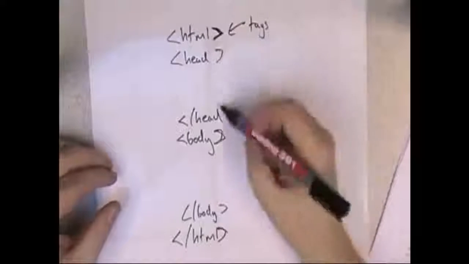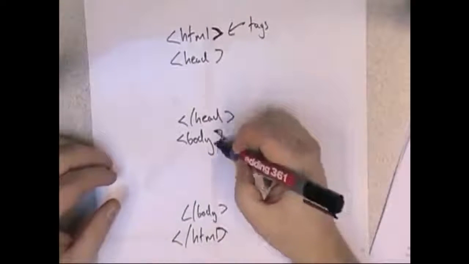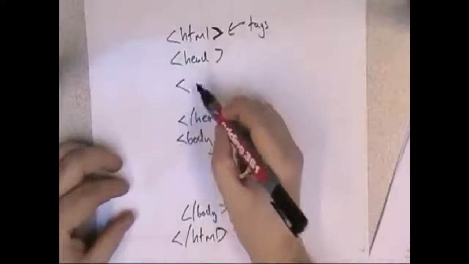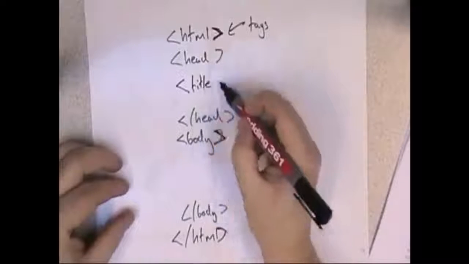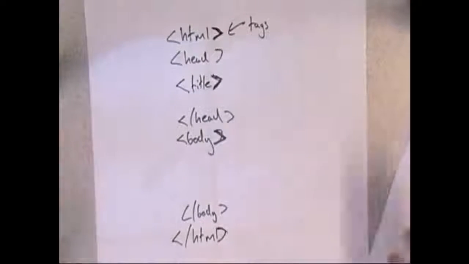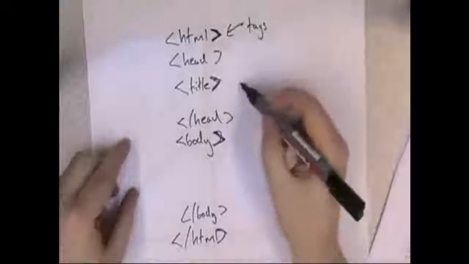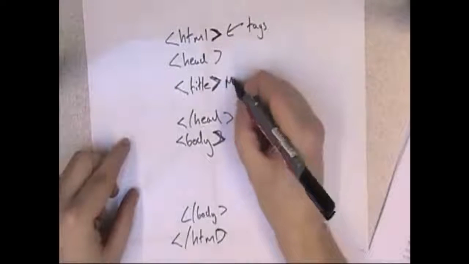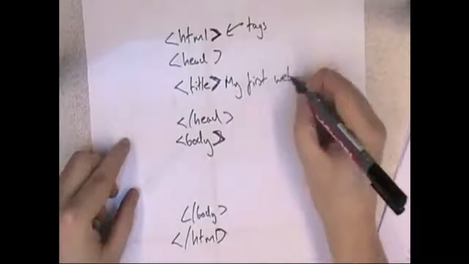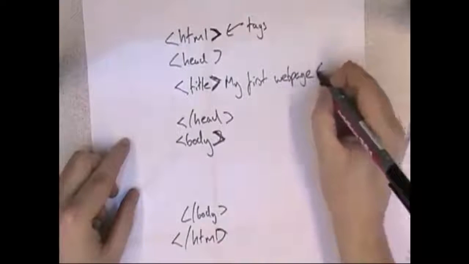Now, the things in the head won't actually appear on the web page. You won't see them most of the time, with the exception of the title. The title is the thing that appears in the title bar. So when you load a web page, next time you're on the internet, or if you're on YouTube now, look at the top and it'll say YouTube, and it'll probably have the name of a video or some words in there, and that comes from the title tag. So I can put, my first web page. It's a bit cheesy, it's a bit rubbish, but it'll work.